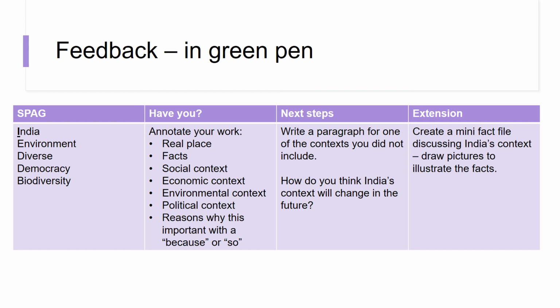You can then write a paragraph trying to improve, looking back for one of the ones you did not include the first time. With extension question, how do you think India's context will change in the future? Will more cities become bigger? What will happen to the animals? Link back to Bollywood. What do you think will happen in the future to Bollywood? And you can then create a fact file if you'd like to, drawing pictures to illustrate the key facts surrounding India's context.